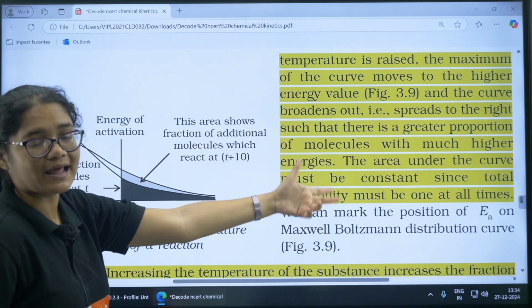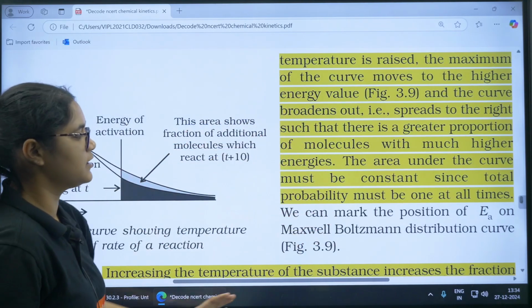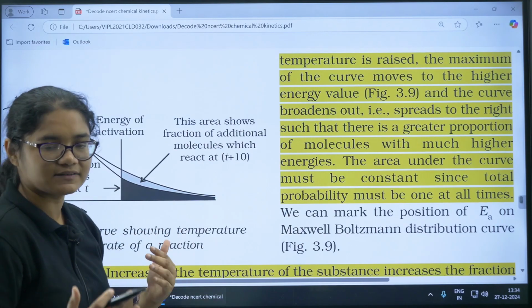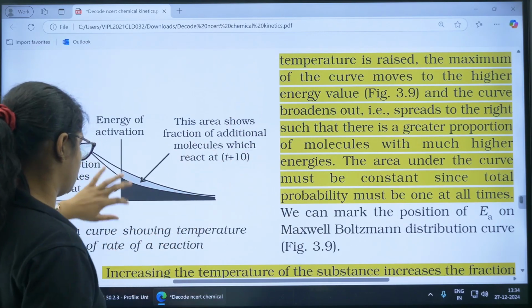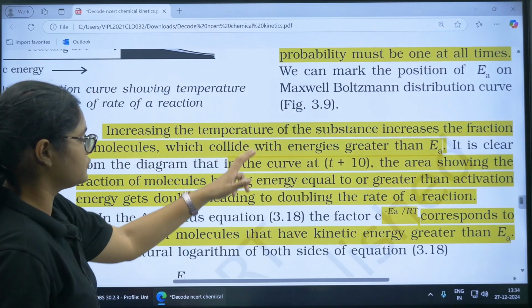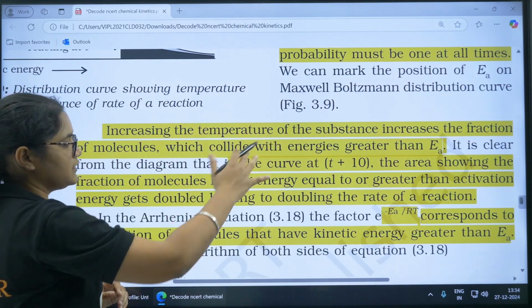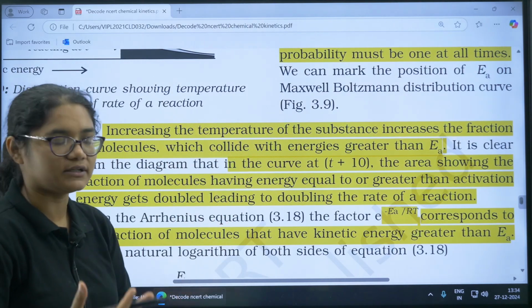So what does it say, what happens when you increase the temperature, why does the curve shift towards maxima. So these all things are explained here. Okay, next we have the conclusions of this particular graph. When you increase the temperature, what happens to the curve, how does it shift.